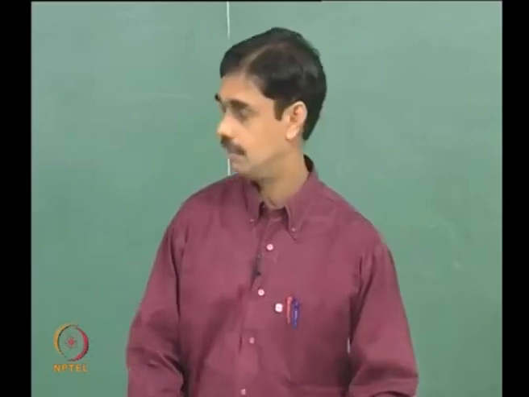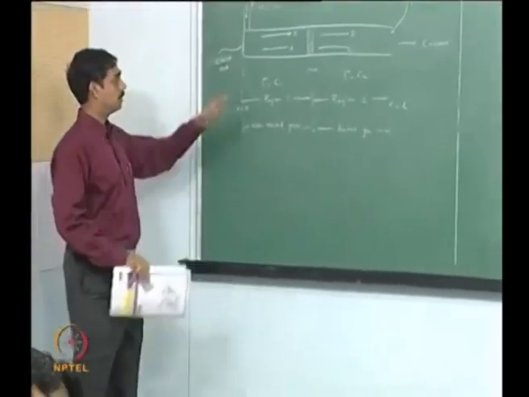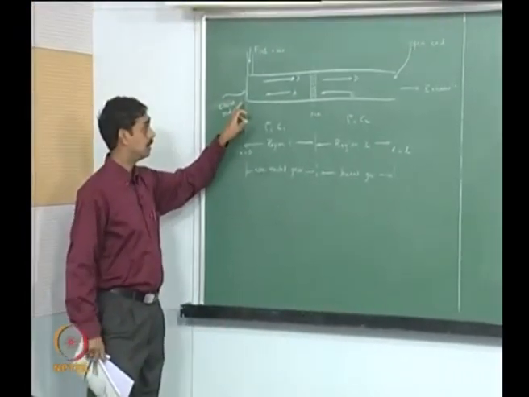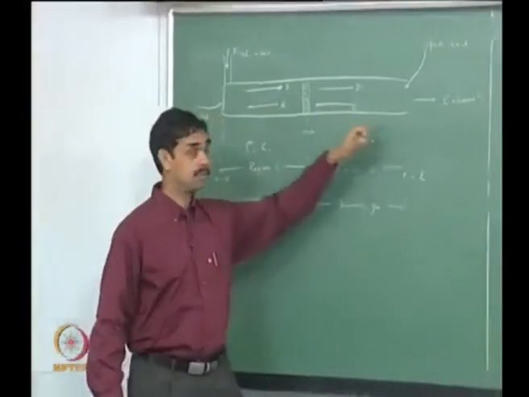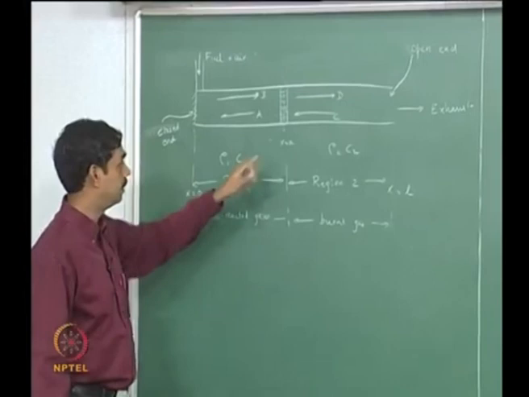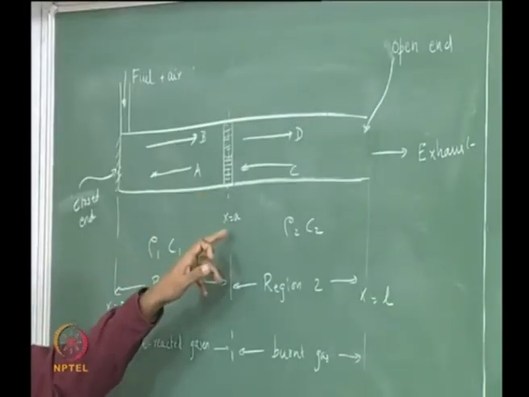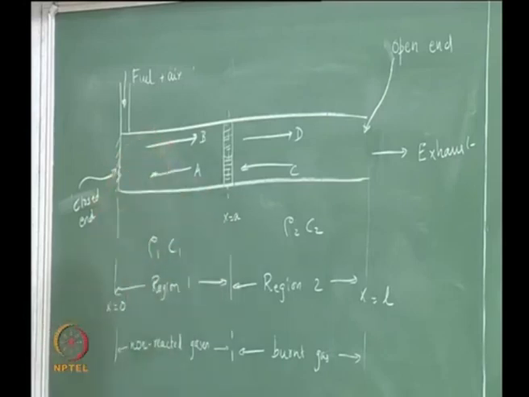And I have drawn the geometry represented here. So we consider a duct which is closed at one end and open at the other end, and these are simple boundary conditions, that is the reason we are having it. And we have a flame holder here, it can be a wire mesh or grid or something like that, at x equal to a, and the flame is sitting on the flame holder.